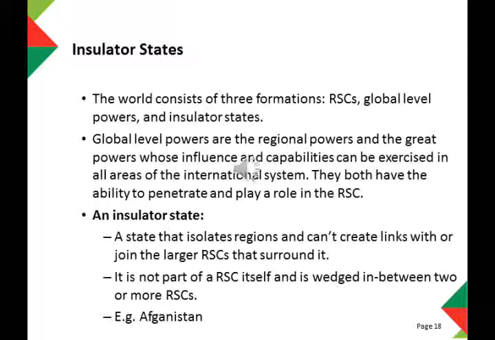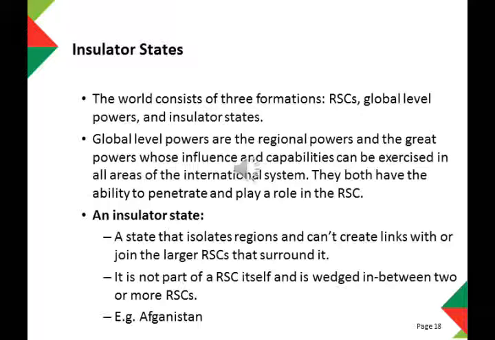And the last issue highlighted by Buzan and Waever in their theory of regional security complex is the case of insulated states. And insulated states isolate regions. An insulated state does not belong to any regional security complex, but separates between two different regional security complexes. Take, for example, Afghanistan. Afghanistan is separating between two distinct regional security complexes, South Asia and the Middle East.